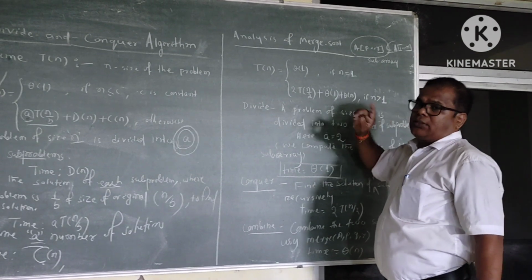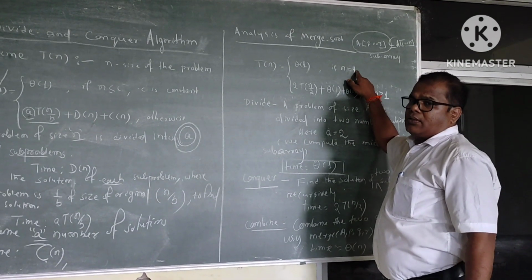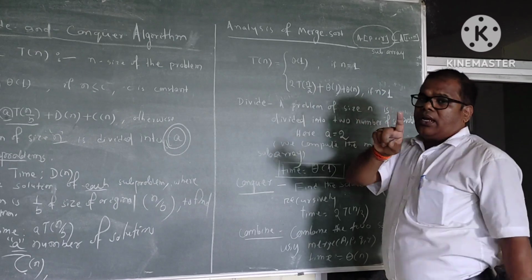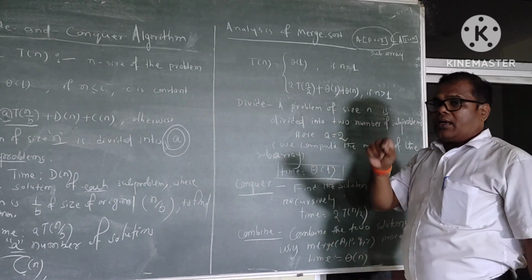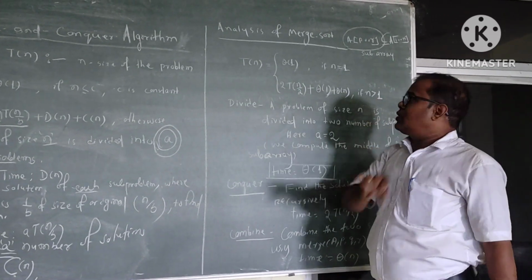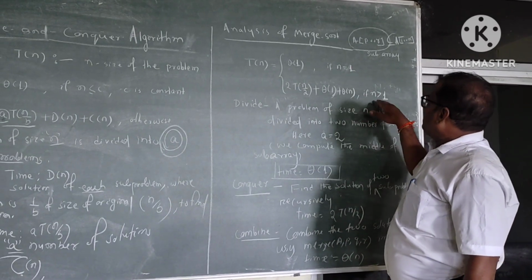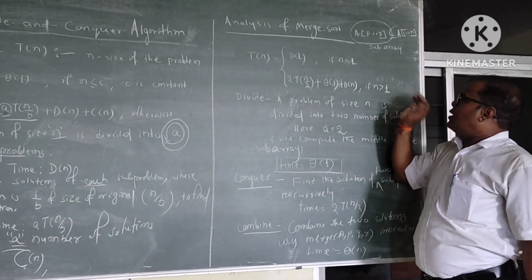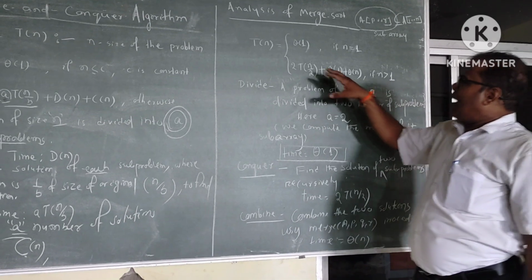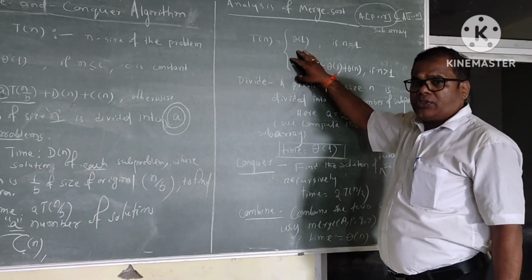That is, the problem size equal to 1, that is, if the array only has a single element. Not array, a subarray having a single element. Now coming to the other situation, where n is greater than 1. So what is the time for finding the solution?